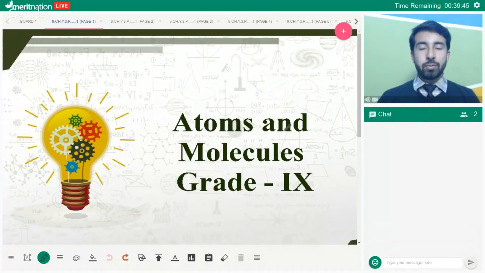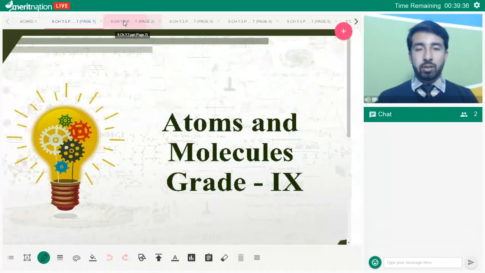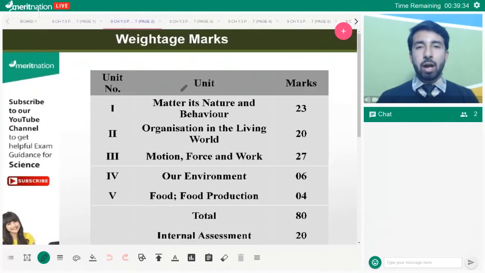In today's session, we'll be discussing the chapter Atoms and Molecules, which is the third part of your chemistry portion. Before moving on to the chapter, let's have a quick review of how marks have been distributed among the different parts of your syllabus.